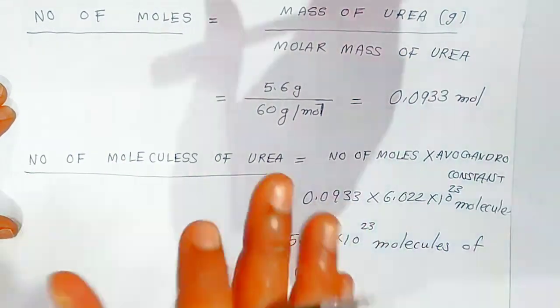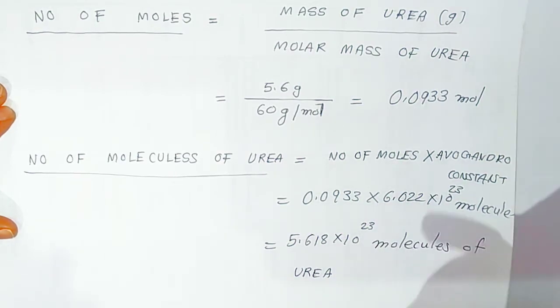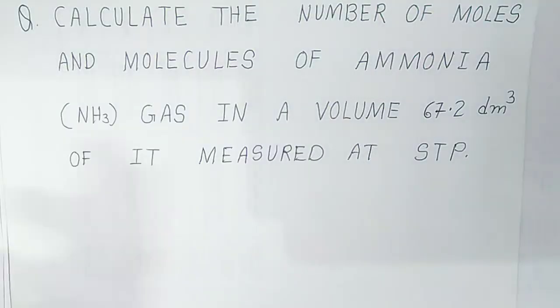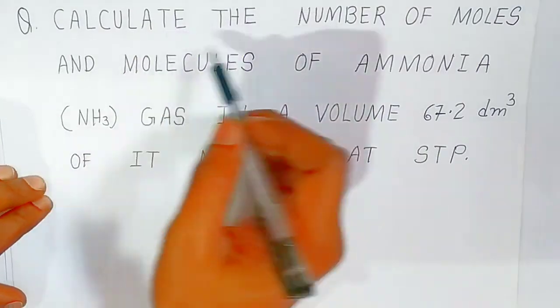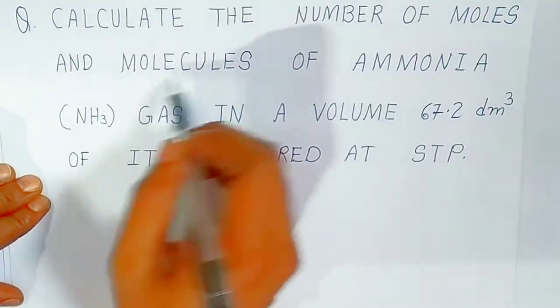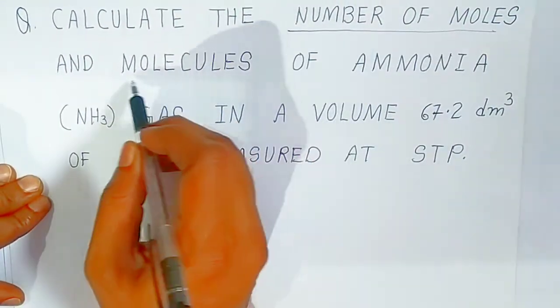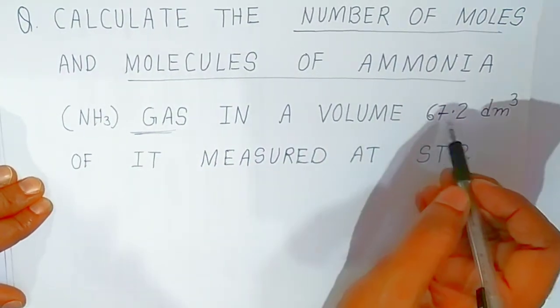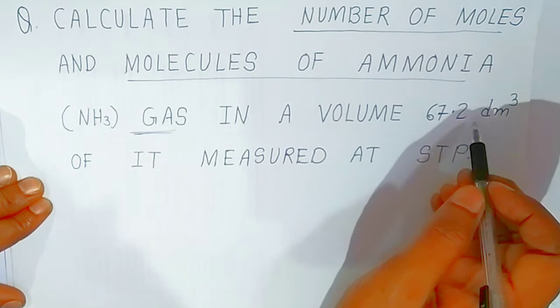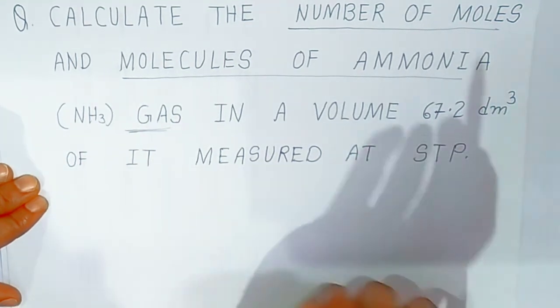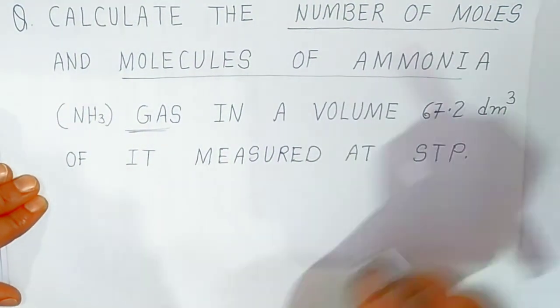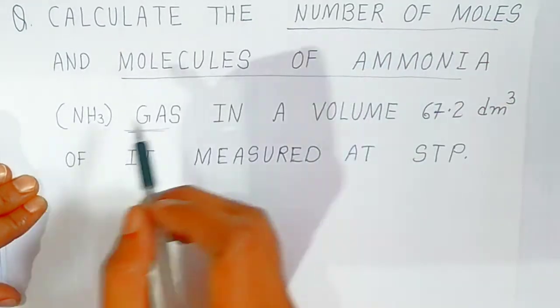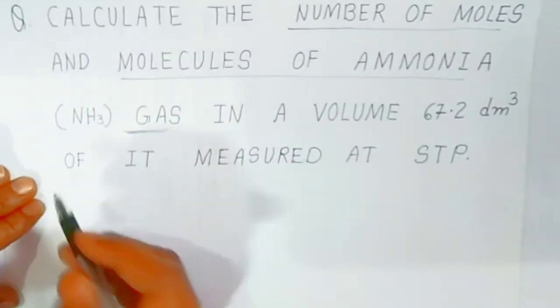Now, students, one more. This is about when they are present in gram. Now what happens, students, if the gases are there? For gas, these types of questions are coming. Calculate the number of moles and the molecules of ammonia gas. This is the gas. When the volume is given, now here the volume is 67.2 dm cube. If ammonia is there, how many moles and how many molecules of ammonia will be present, students? This is very important.